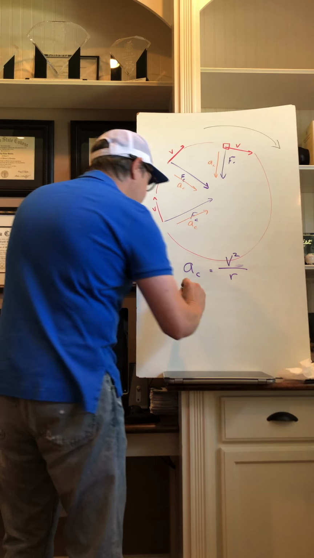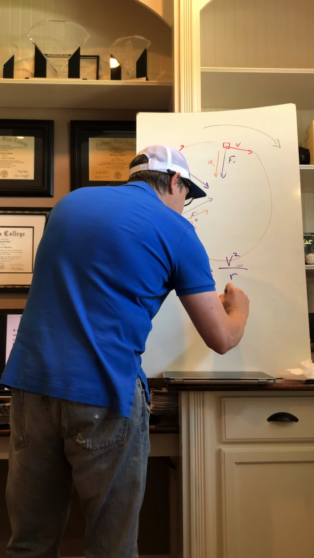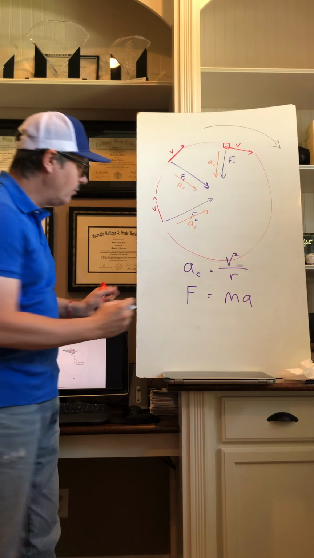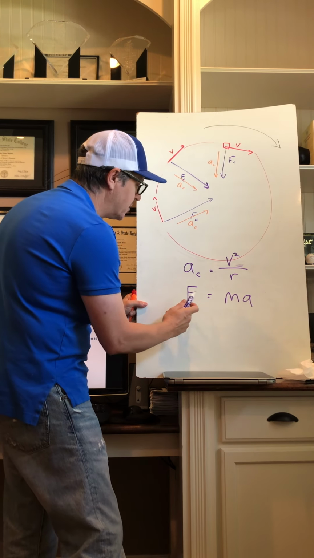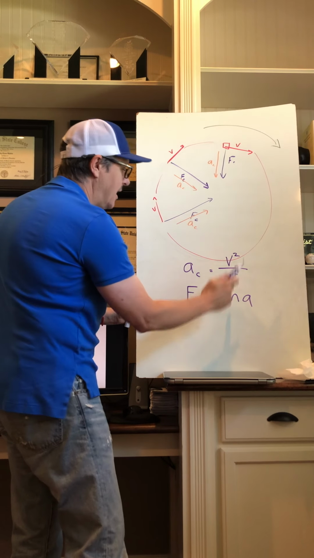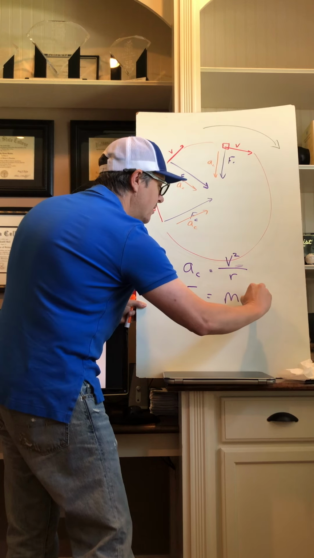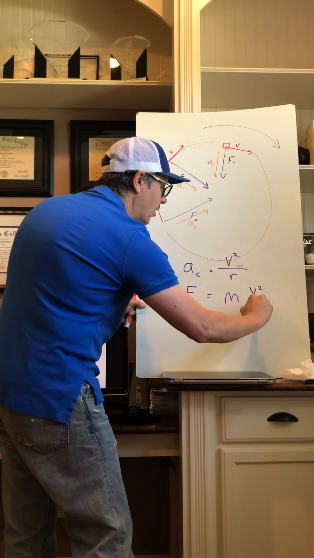And if we know Newton's second law, force is equal to mass times acceleration, we can rewrite that and say centripetal force is equal to the mass of the object times its centripetal acceleration, which is v squared over r.